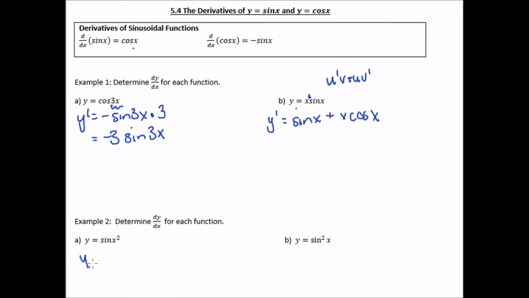Okay, y prime equals. So what is the derivative of sine x squared? Well, it's just going to be cos x squared. And then we're going to multiply it by the derivative of x squared, which is 2x. So our derivative is 2x cos x squared.